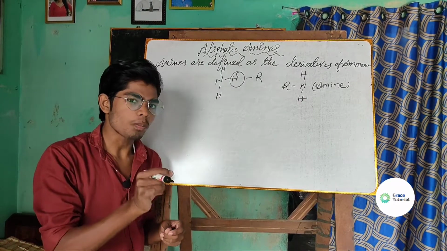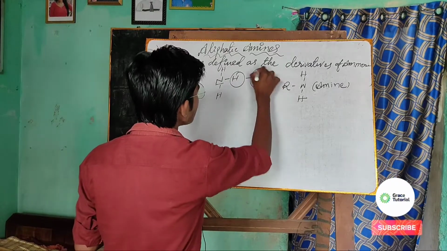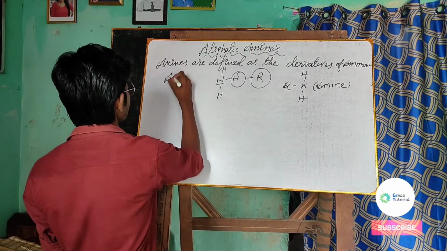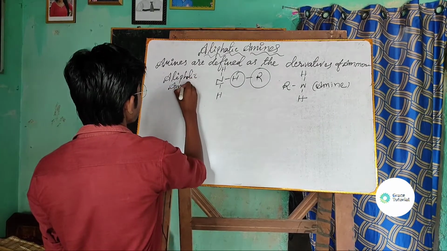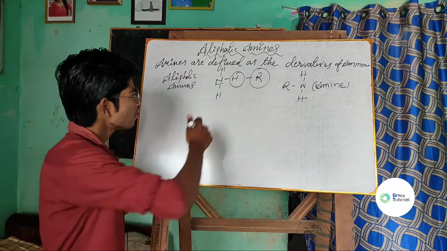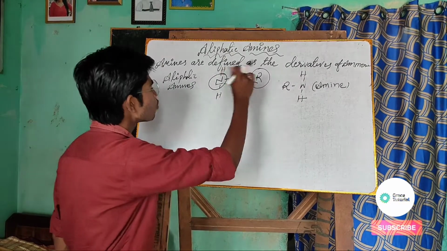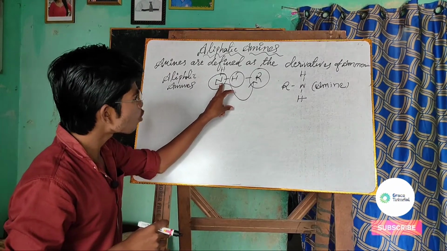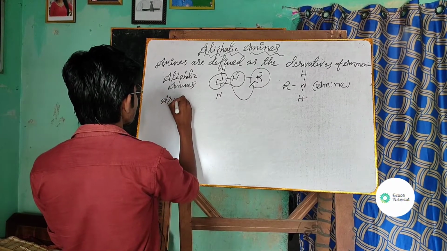So when the nitrogen atom is directly attached to the alkyl group, then that amine is called the aliphatic amine. Aliphatic amines. So what do you mean by aliphatic amines? When this nitrogen is directly bonded to the alkyl group, then that is called aliphatic amines. Similarly, when this nitrogen group is directly bonded to the aryl group, then that is called aromatic amines.